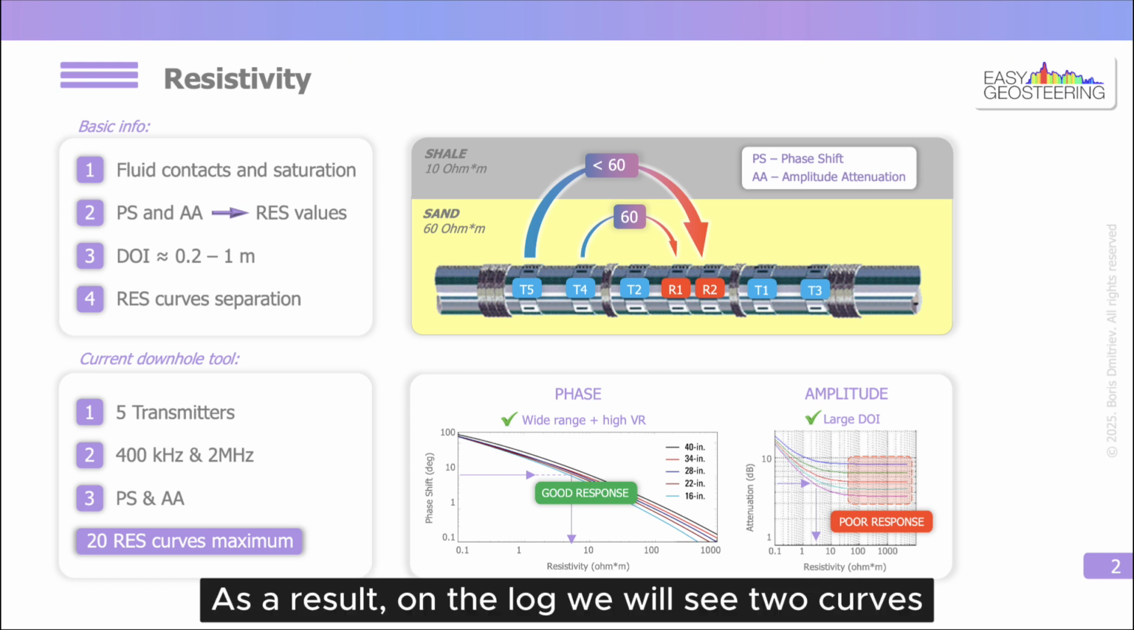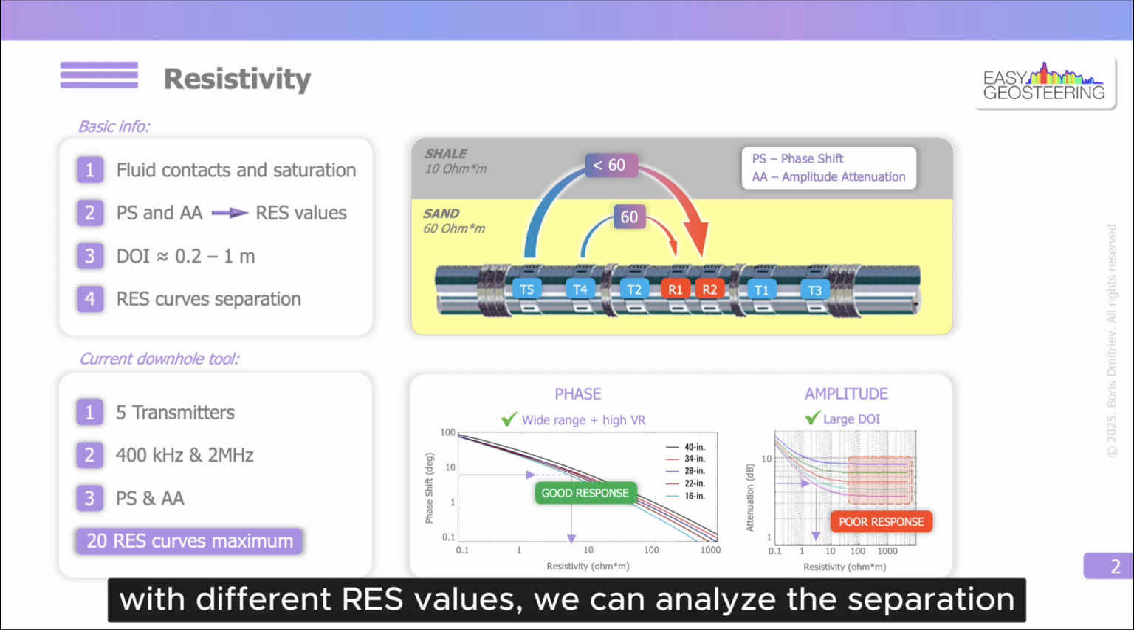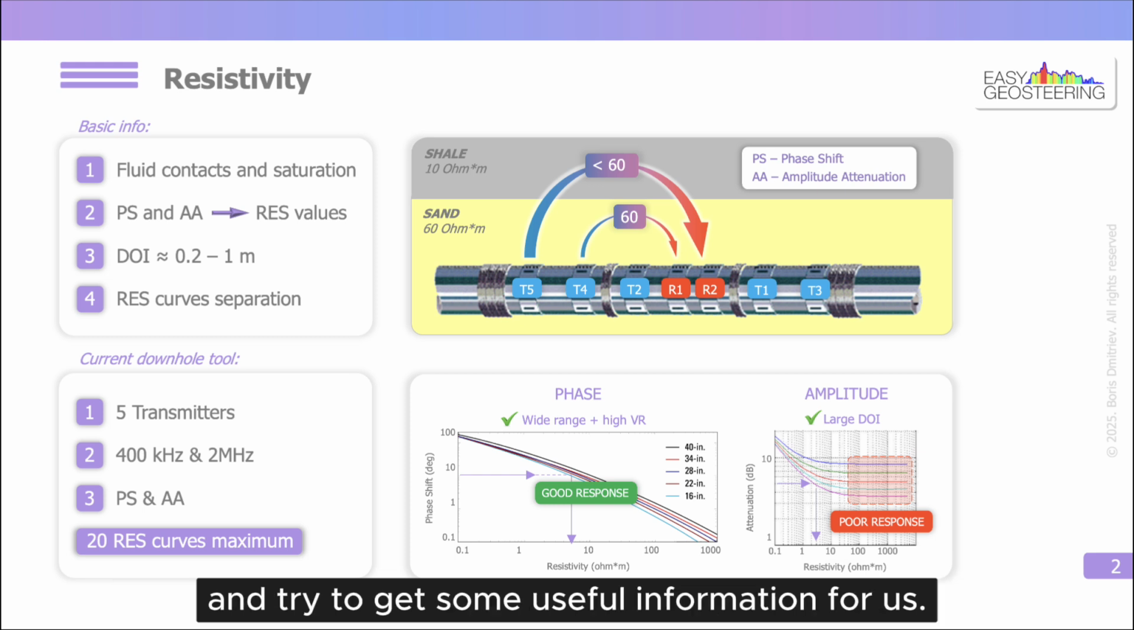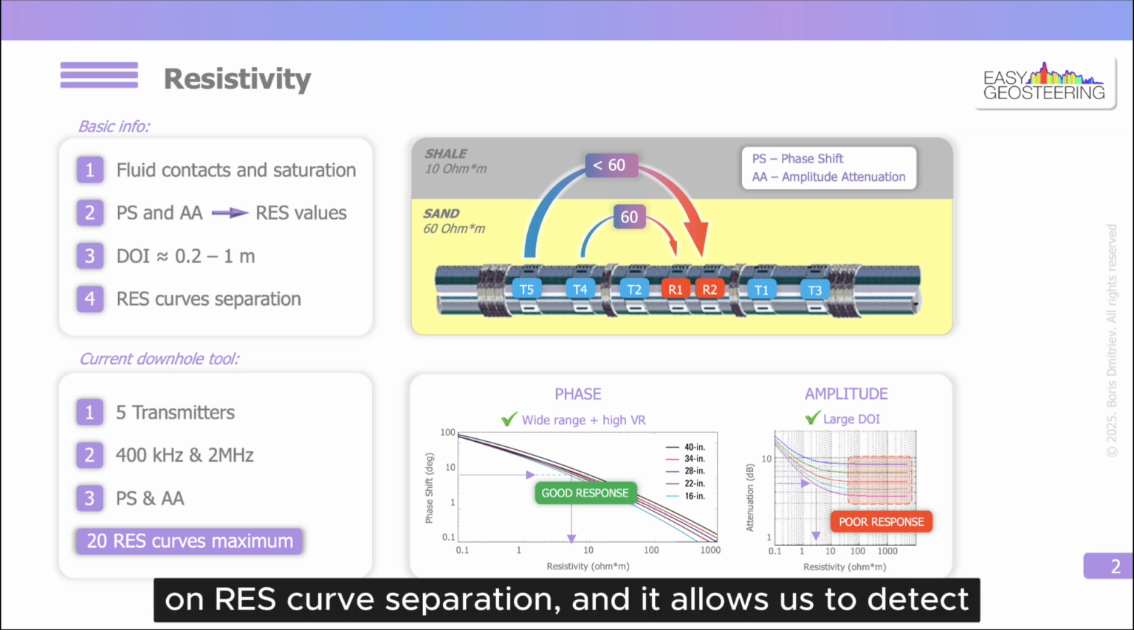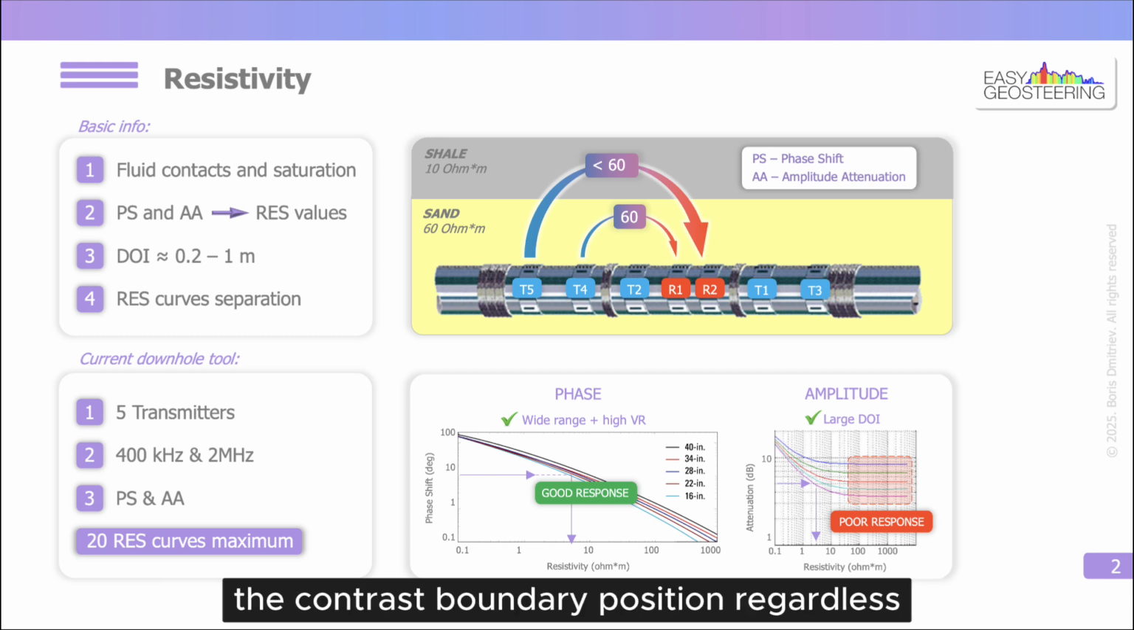As a result, on the log we will see 2 curves with different resistivity values. We can analyze the separation and try to get some useful information for us. For example, two-layer inversion is based on resistivity curve separation, and it allows us to detect the contrast boundary position regardless of the model and stratigraphic methods.